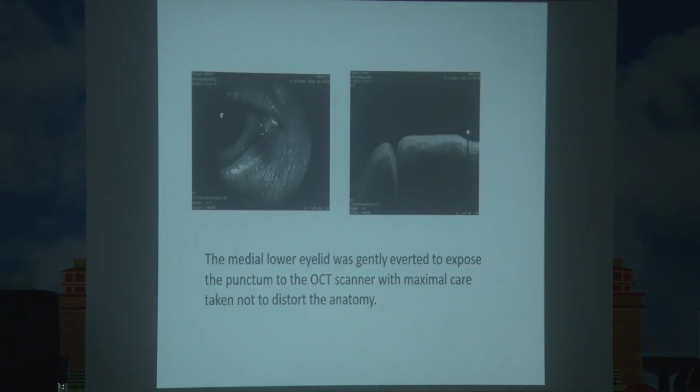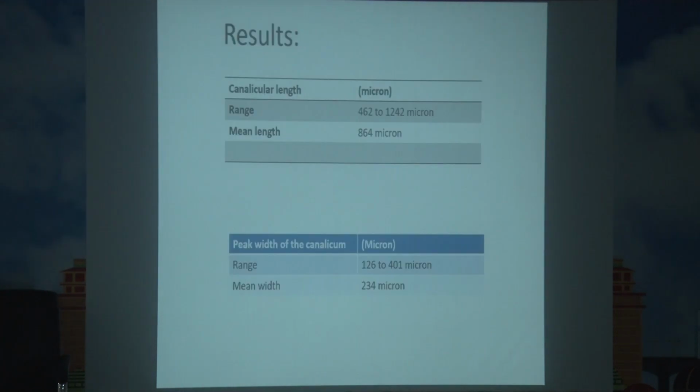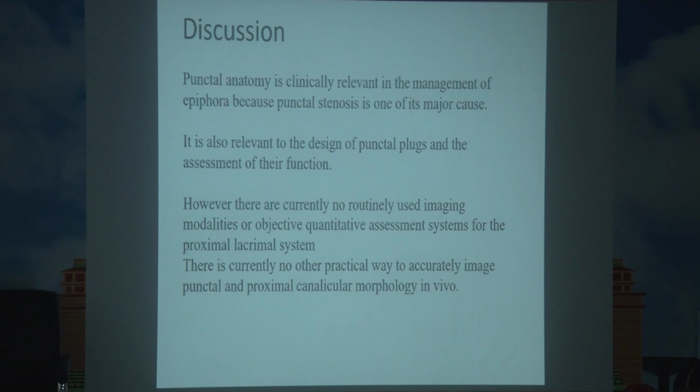The medial lower lid was gently everted to expose the punctum to the OCT scanner, with maximum care taken not to distort the anatomy. Canalicular length ranged from 462 to 1242 microns. Mean length was 864 microns. Peak width of the canaliculus ranged from 126 to 401 microns, with a mean width of 234 microns.